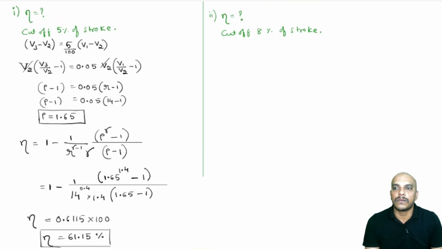Now, similarly, let us go for the other part, where cutoff is 8% of the stroke, then we will have the same set of equations, V3 minus V2.